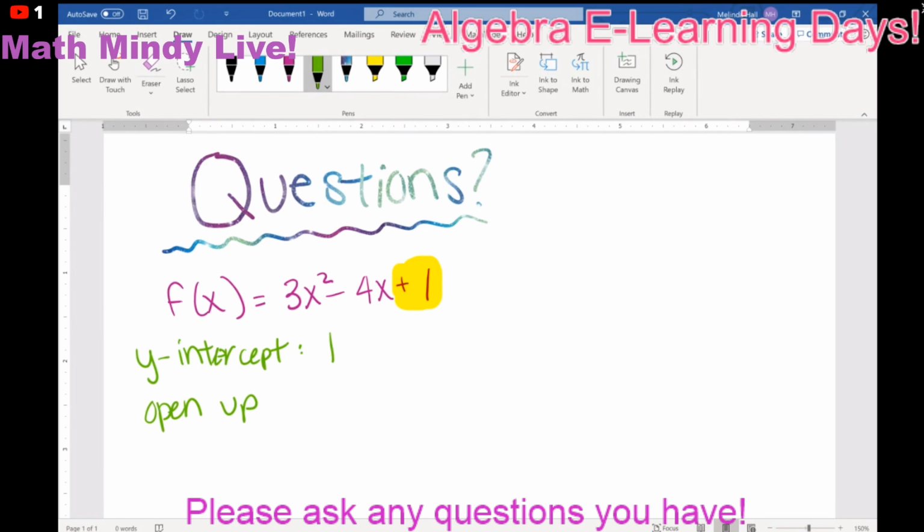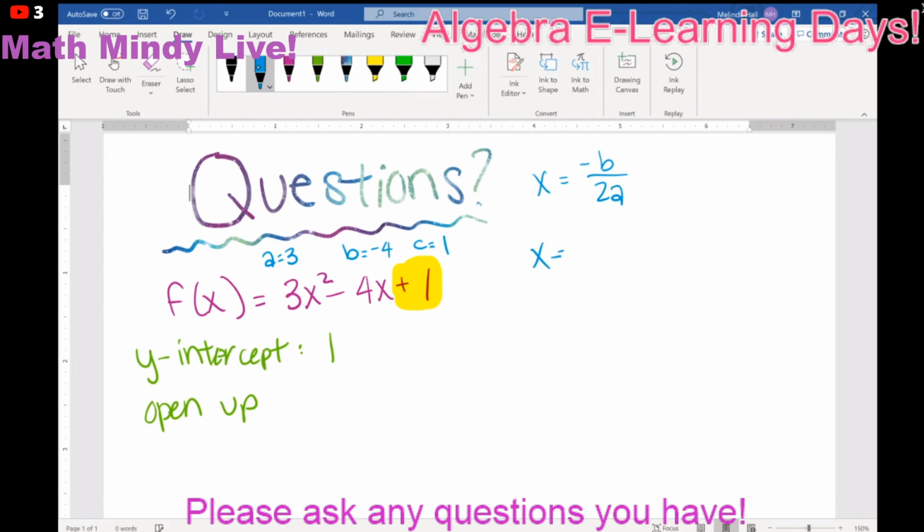Because the 3 is positive, you can also tell that this is going to open up. From there, you're going to find your axis of symmetry. Remember that the axis is always x equals negative b over 2a. That comes from the quadratic formula itself, just without the discriminant. In this example, our a would be positive 3, our b would be negative 4, and our c would be positive 1.